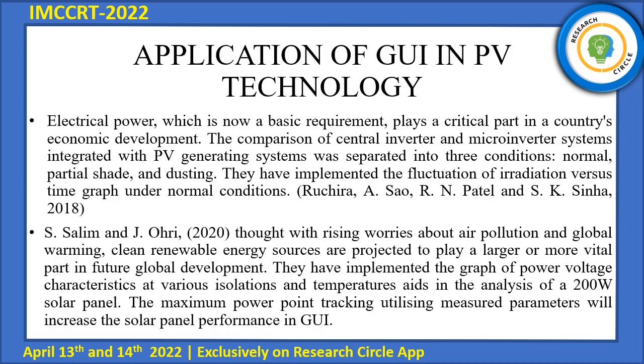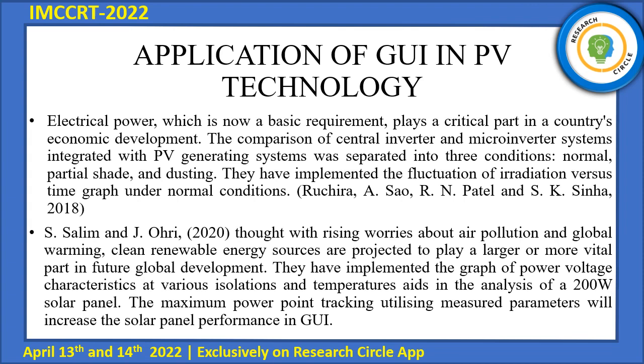Next is the application of GUI in PV technology. Electrical power, which is now a basic requirement, plays a critical part in a country's economic development. The comparison of central inverter and microinverter systems integrated with PV generating systems was separated into three conditions, which are normal, partial shade, and dusting. So they have implemented the fluctuation of irradiation versus time graph under normal conditions.